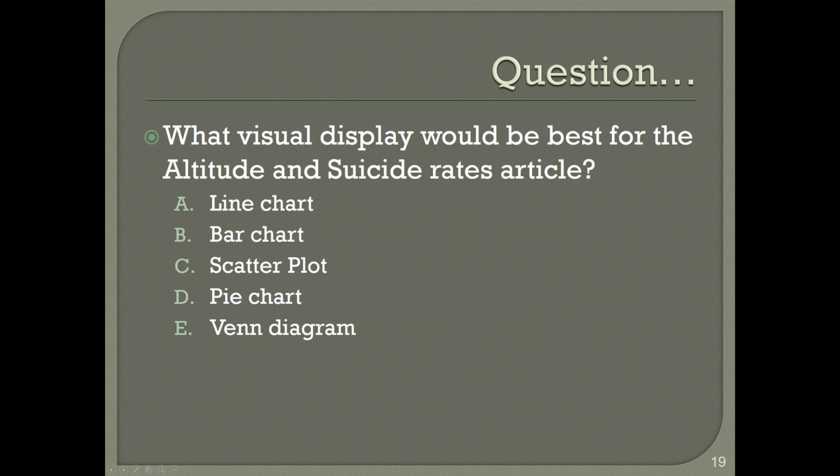And just a quick question. What visual display would be best for the altitude and suicide rates article that I mentioned? Wouldn't be a line chart. I'm not looking at something over time. Bar chart, I'm not looking at categories. Both altitude and suicide rates would be quantitative data. And scatter plot seems to be right because I'm looking at the association between two variables, altitude and suicide rates. Pie chart doesn't really make sense either because it's not like chunks of data, or a Venn diagram, which we didn't talk about.